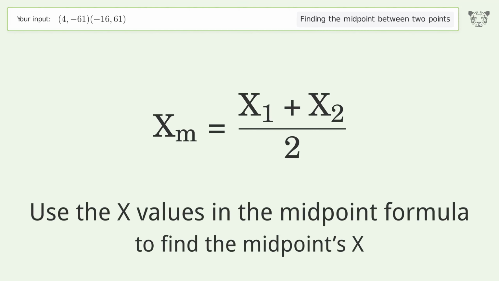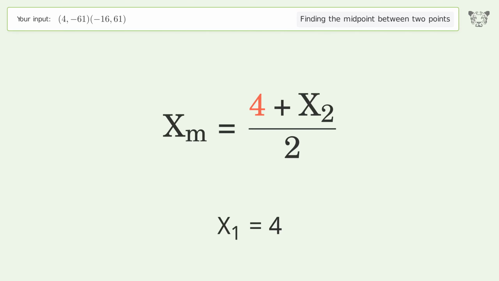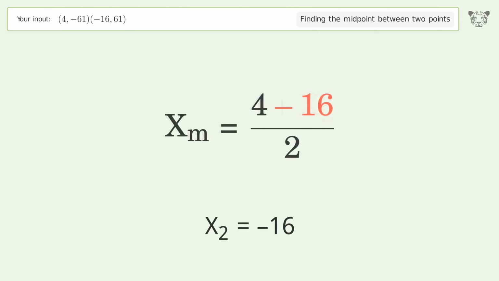Use the x values in the midpoint formula to find the midpoint's x. x1 equals 4. x2 equals -16. Simplify the arithmetic.